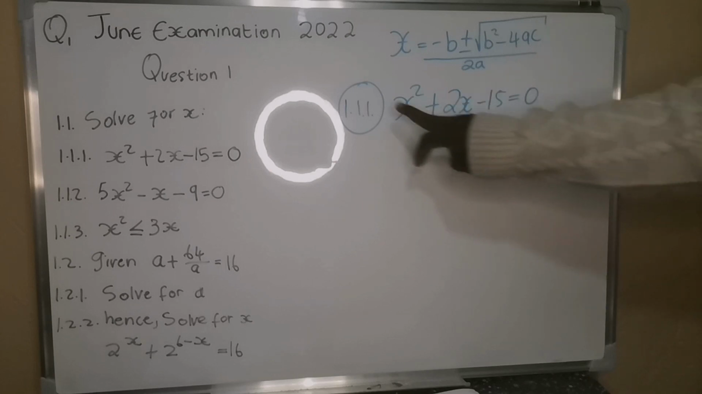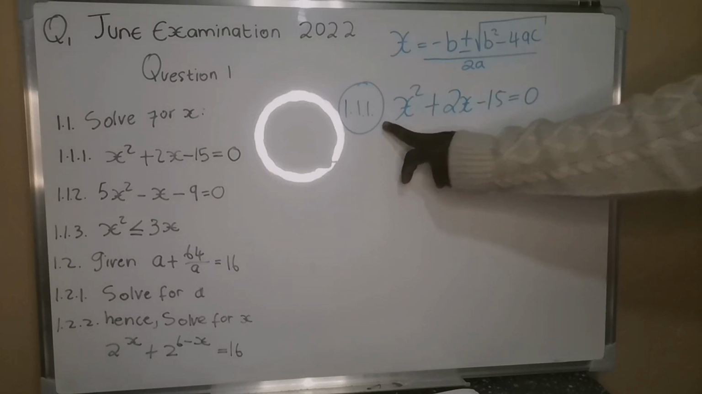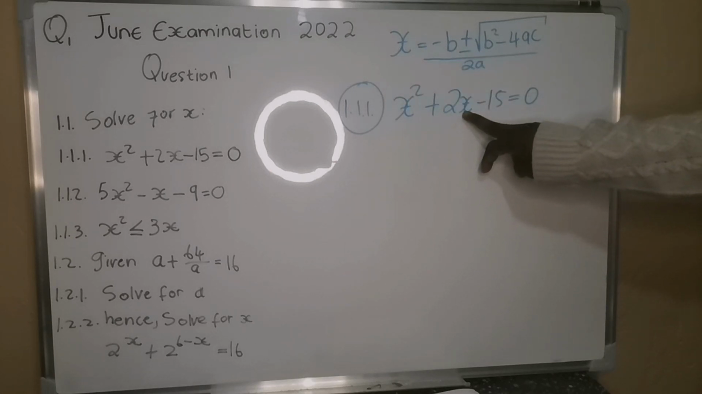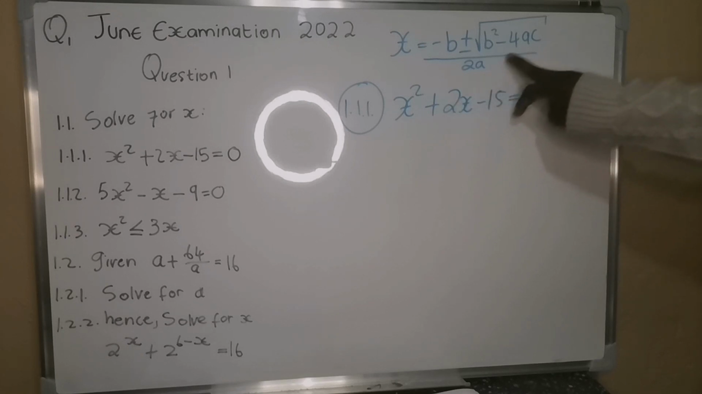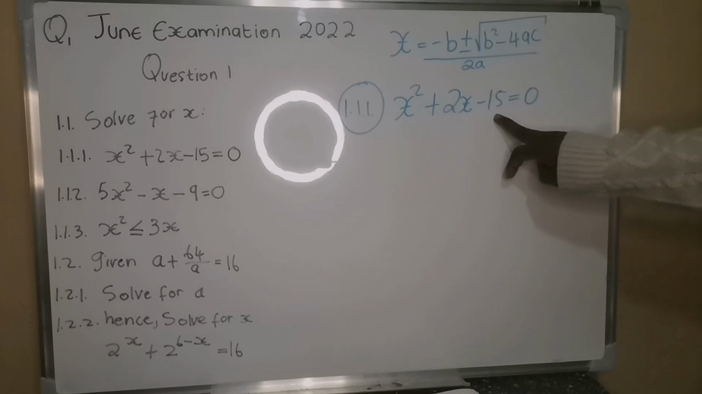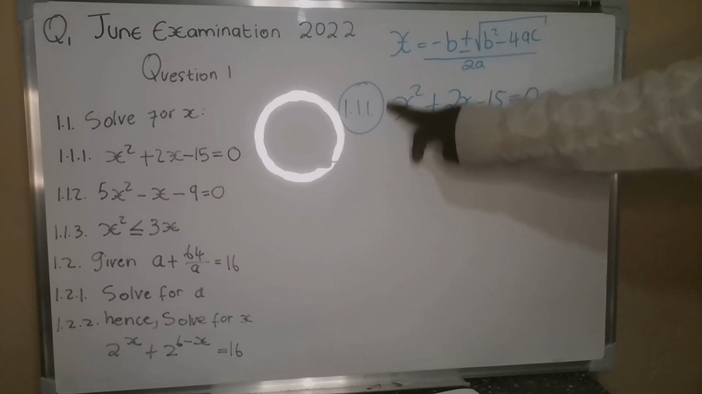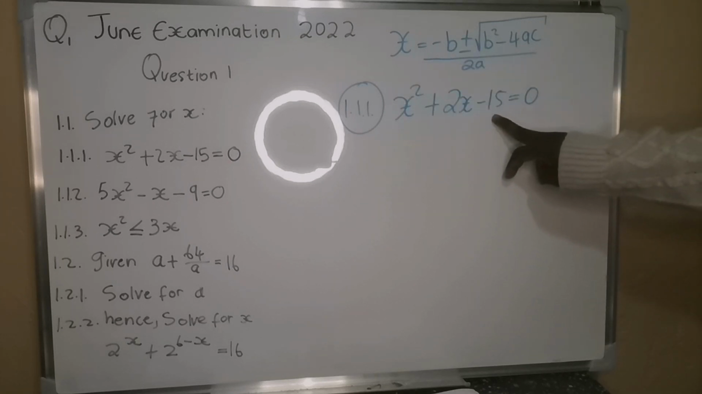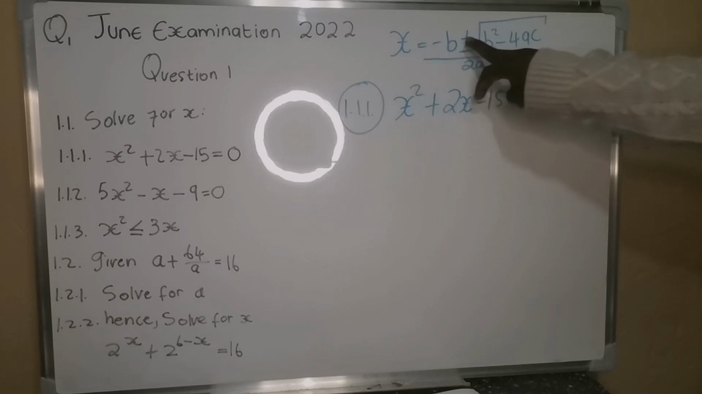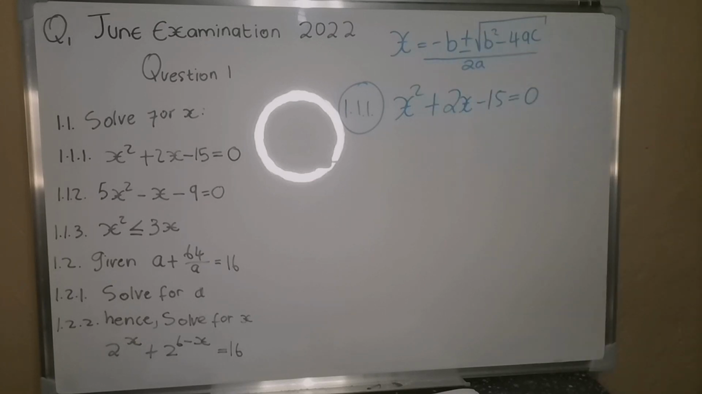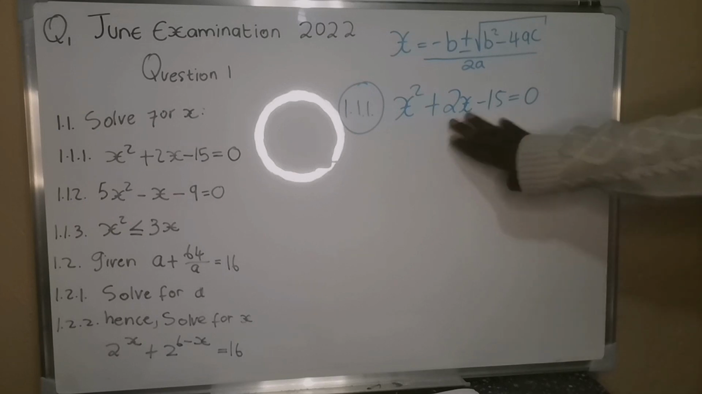The value of a is the coefficient of x squared, which is 1. The value of b is the coefficient of x, which is positive 2, and the value of c is negative 15, our constant. Where you see b, you put in 2. Where you see a, you put in 1. Where you see c, you put in negative 15, and so you get x for both positive and negative values.